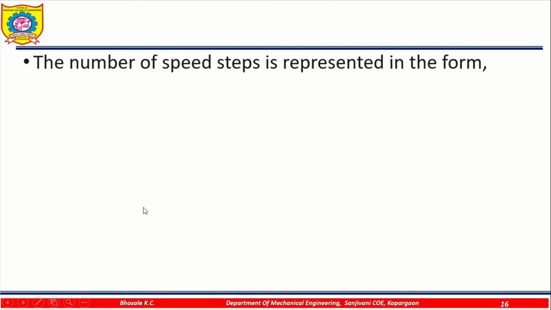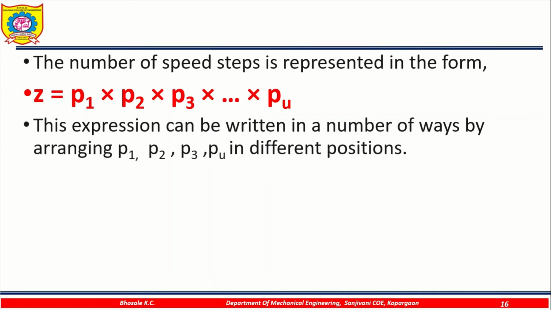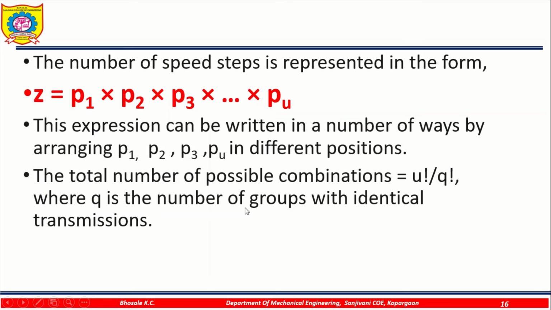Similarly, the number of speed steps is represented in the form Z equal to p1, p2, p3 up to pu. This expression can be written in a number of ways by arranging the p1, p2, p3 up to pu in different positions. Like, suppose that Z equal to 6, so we can write Z as 2 into 3 or 3 into 2. So we can rearrange the positions of p1 and p2, x1, x2. So we can write down the structural formula in a number of ways.